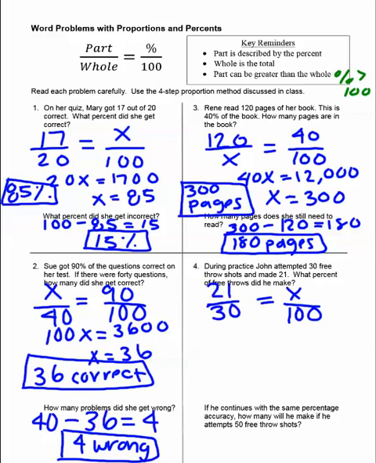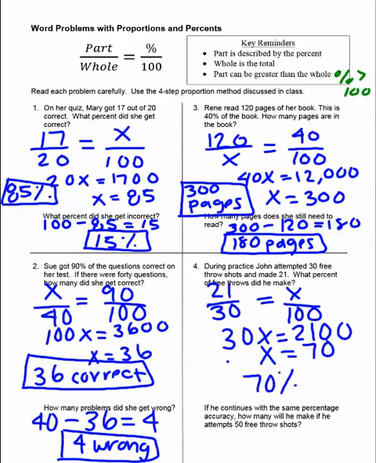So here, using a proportion to solve, we have 30x is equal to 2100. So x is equal to 70. And since we were asked for a percentage, our answer would be 70%.